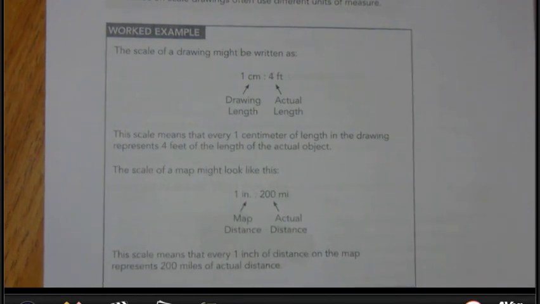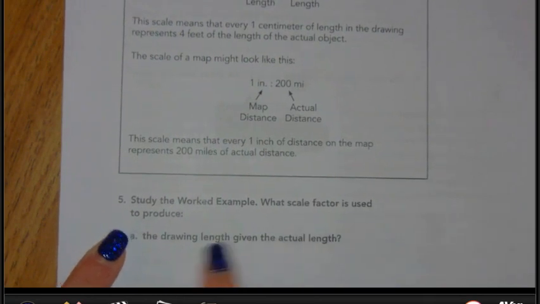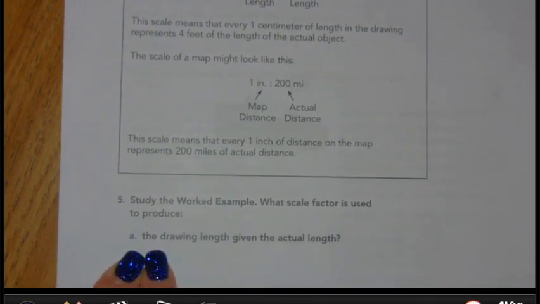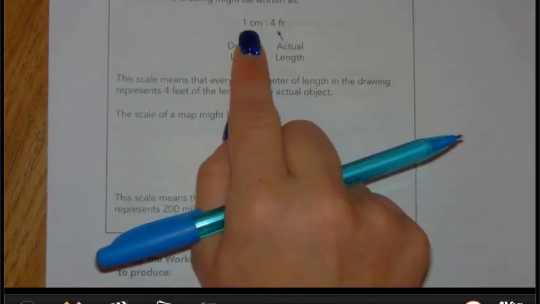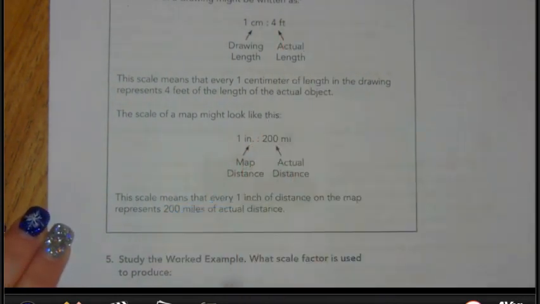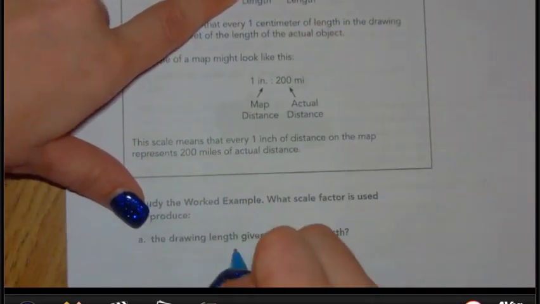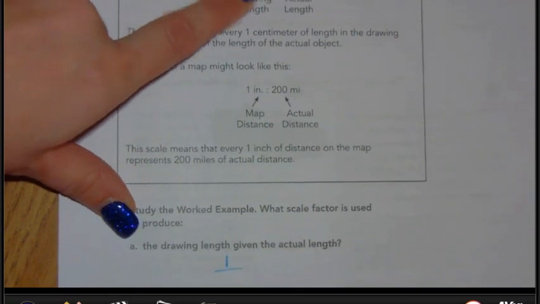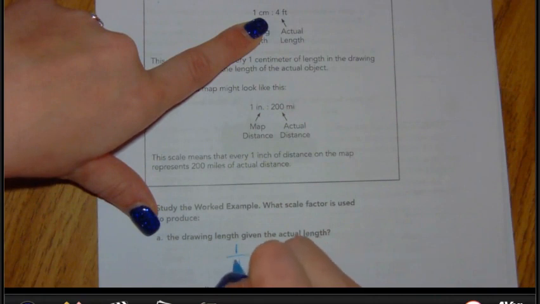Okay? So let's study the worked examples and what scale factor is used to produce a drawing length given the actual length. So I see right here that I have 1 centimeter to 4 feet. I want to turn this into a scale factor. So I want to turn this into a fraction. So the first number I see is my top, my numerator, and the second number I see is my denominator, my bottom. So my scale factor for the drawing is 1/4.